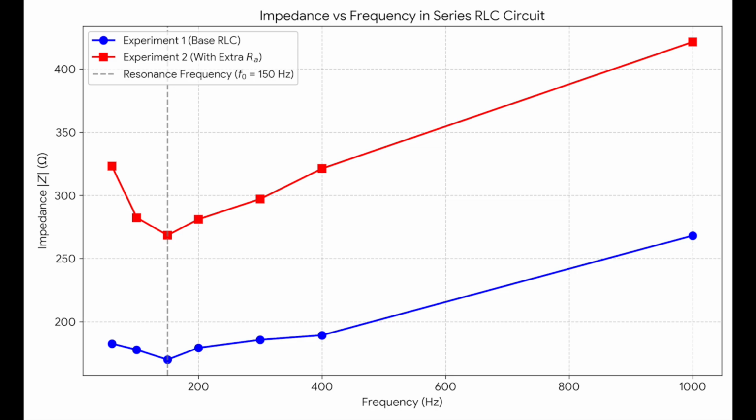And the red line shows the condition where an extra 100 ohm resistor is added to the circuit. The resonance frequency, 150 Hz, has not changed at all. It remains perfectly aligned with the vertical gray dashed line. However, due to the increased resistance, the entire curve is shifted upwards and the dip point has become slightly damped.